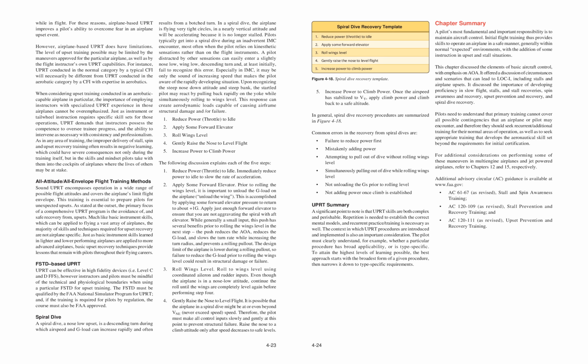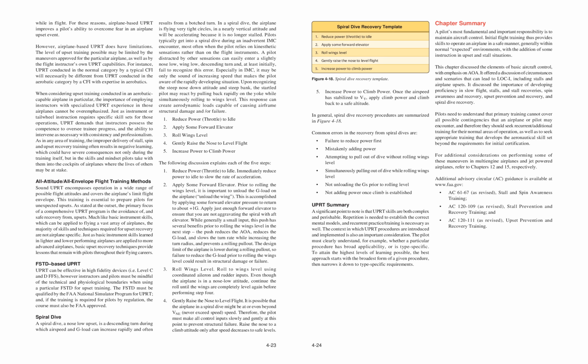1. Reduce power, throttle, to idle. Immediately reduce power to idle to slow the rate of acceleration. 2. Apply some forward elevator. Prior to rolling the wings level, it is important to unload the G-load on the airplane, unload the wing. This is accomplished by applying some forward elevator pressure to return to about +1 G. Apply just enough forward elevator to ensure that you are not aggravating the spiral with aft elevator.